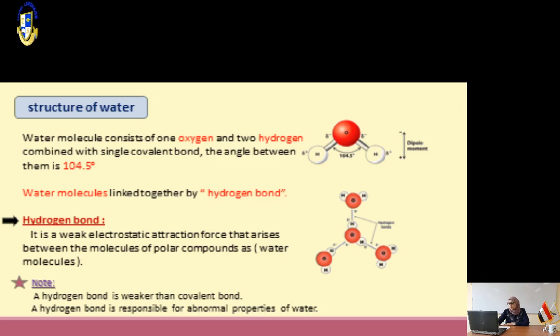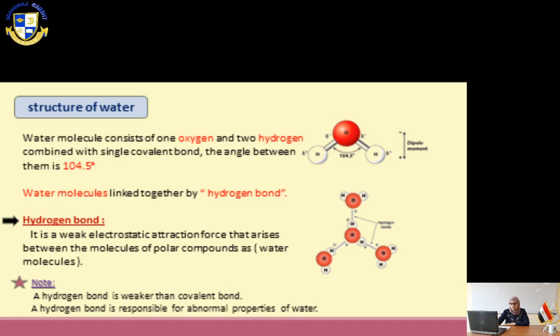The water consists of 2 hydrogen and 1 oxygen. There is a single covalent bond within the water molecule, and between the molecules of the water there is another bond which is called hydrogen bond. So, scientific term, what is the weak electrostatic attraction force between the molecules of the water? It is called hydrogen bond.